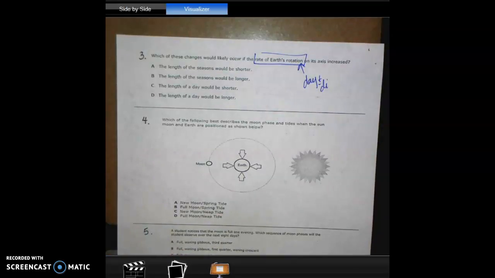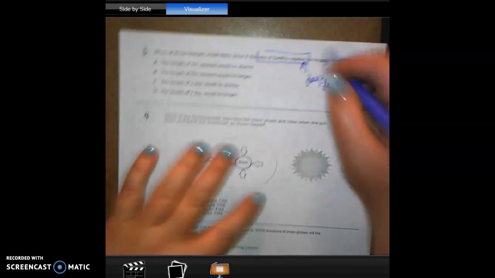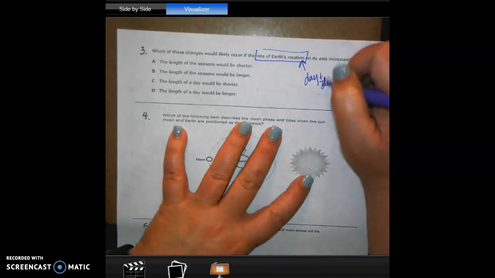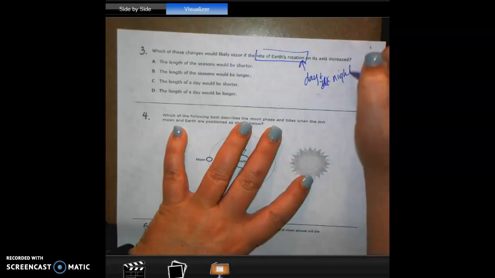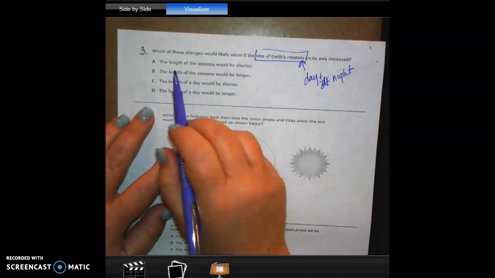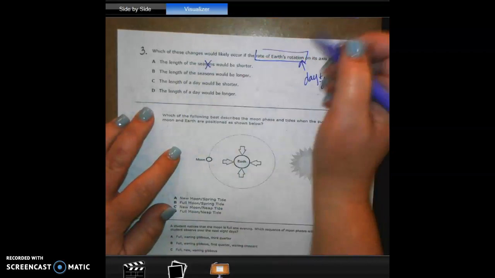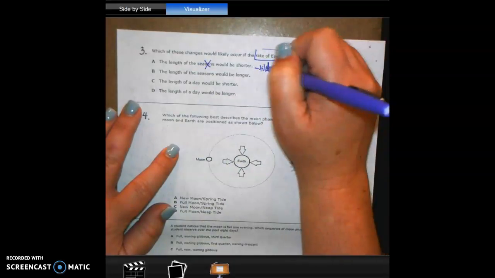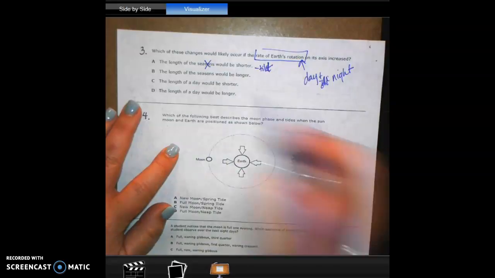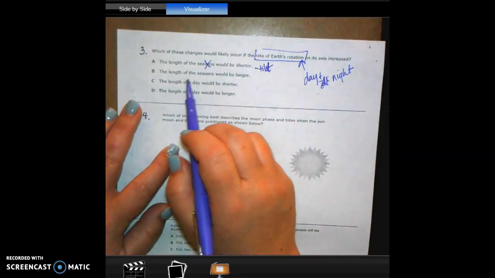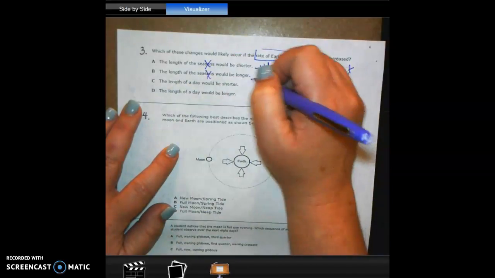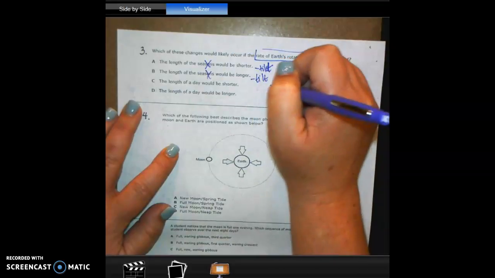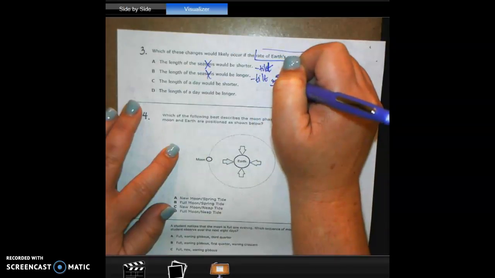Okay, which of these changes would likely occur if the rate increased? So the rate of rotation has everything to do with day and night. So let's check it out. The length of the seasons would be shorter. Seasons, nope. The seasons have to do with the tilt and the revolution around the sun. The length of the seasons would be longer. Again, that has to do with the tilt and the revolution around the sun.